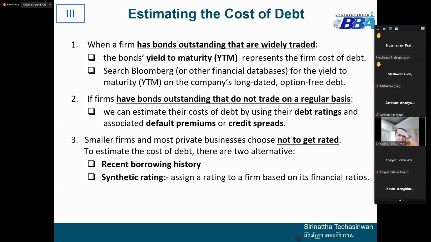Okay, I will let Metawi answer also because I saw you raise your hand. Metawi, you want to add anything? Yeah, I think the difference between the yield to maturity and the coupon rate is that the yield to maturity would also include the difference between the face value and the current trading price.